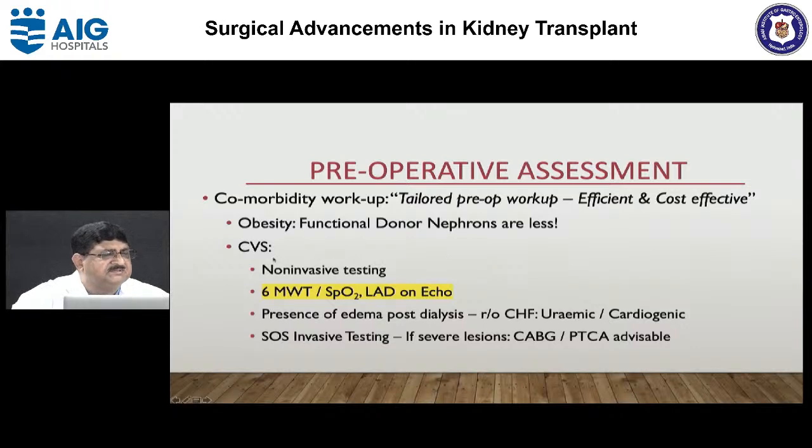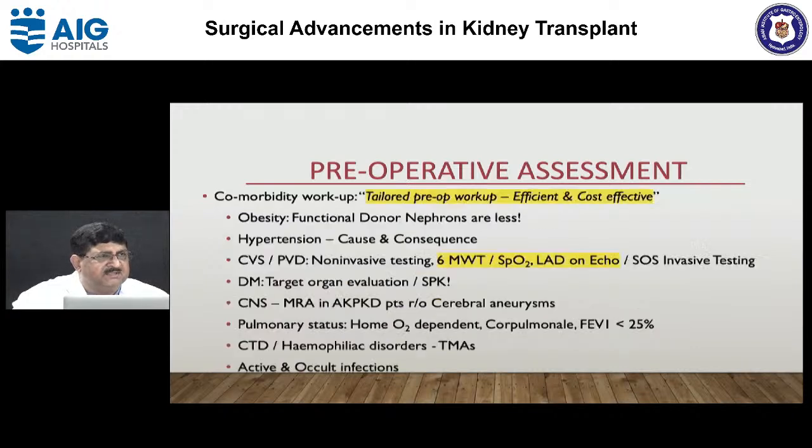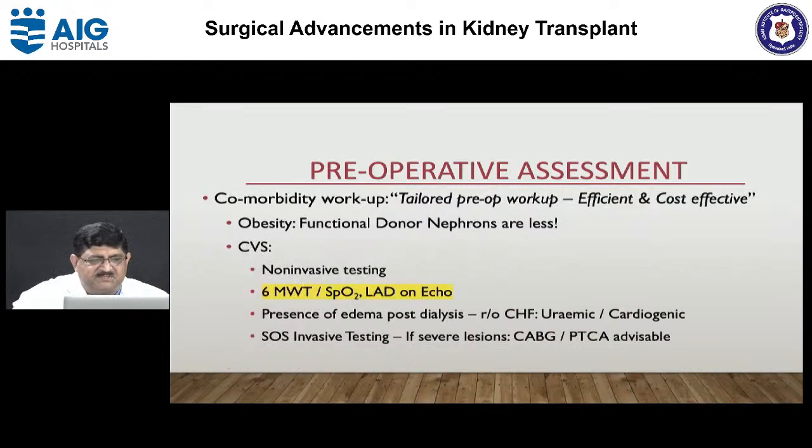As far as cardiovascular status is concerned, 25% of renal transplant recipients have underlying cardiovascular risk factors, and the clinical 6-minute walk test with pulse oximetry is a very standard test, and more or less you can rule out major comorbidities. Another thing which we as anesthesiologists look for is the volume overloaded patient.